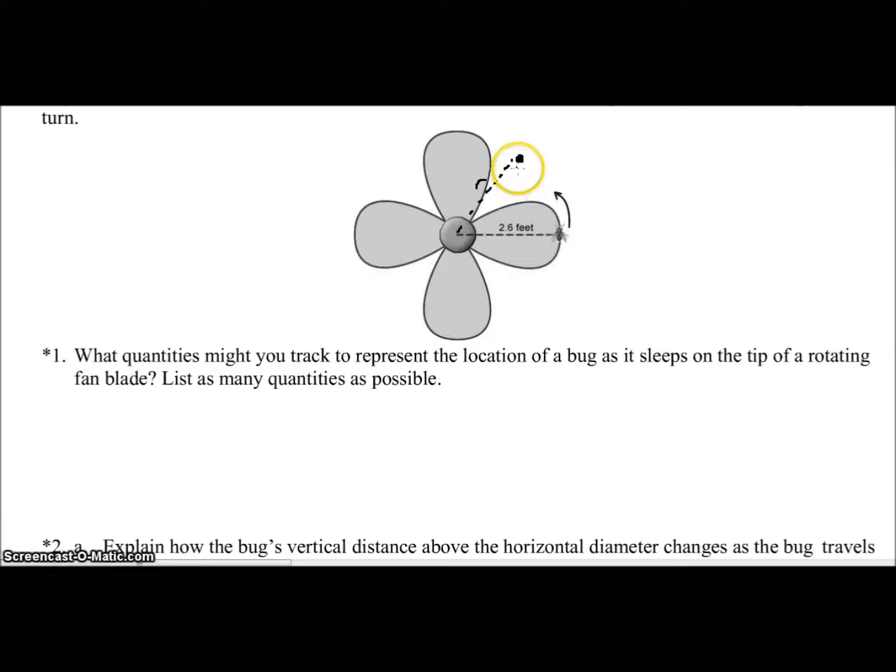Another really important one, though, is this vertical distance here between the horizontal. So that's an important quantity. And also this horizontal distance that the bug is from a vertical axis. That's going to be an important quantity for trigonometry. We could also talk about the arc length, etc. Lots of different quantities there.